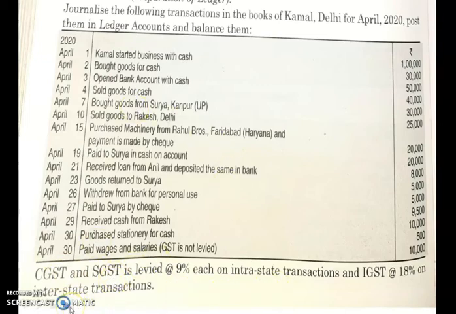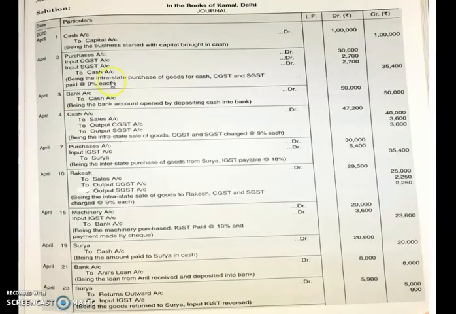As it is not mentioned whether it is interstate or intrastate, you have to understand that it is an intrastate purchase. If it is an interstate purchase, outside the state, they will mention it particularly. Otherwise, you can assume it is an intrastate purchase. So purchase, input CGST and input SGST, 9% you have to calculate on 30,000. You will get this amount. Add this all together, and you will get the total amount to be paid on this purchase.